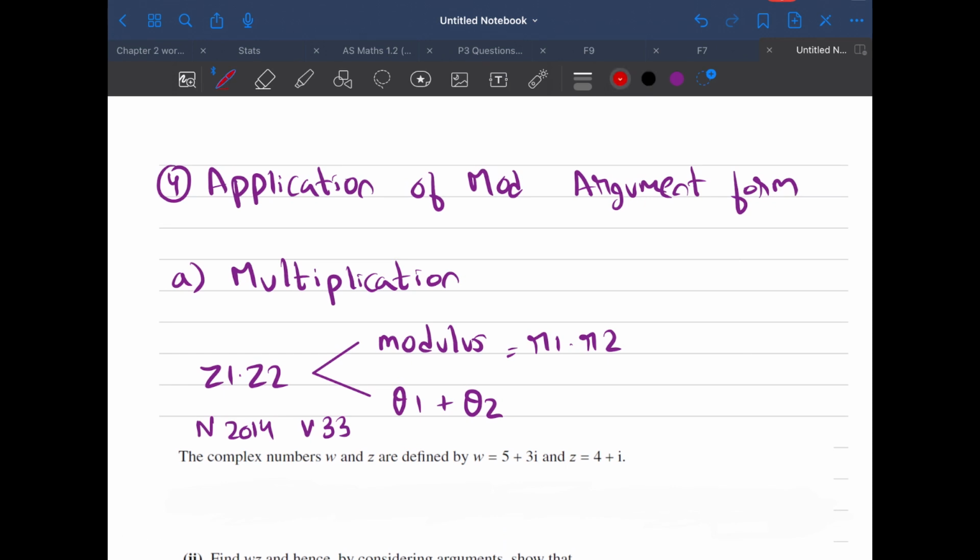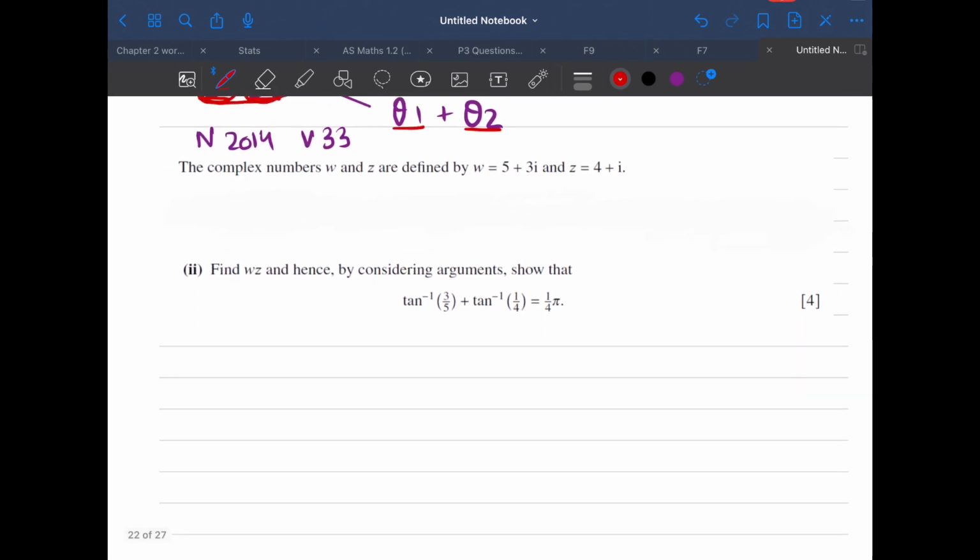If you're given 2 complex numbers, z1 into z2, and you are supposed to find the modulus directly, you can find the modulus of z1, find the modulus of z2 and just multiply them. It's going to give you the exact modulus of the product z1 into z2. And for the argument, it's theta 1 plus theta 2. Let me show you an example. Here modulus is not required, but let me do that also.